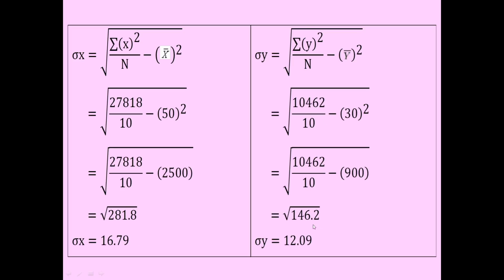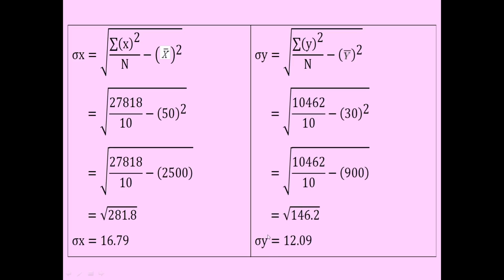In the similar manner, standard deviation of y is calculated, that is under root of summation of y square upon n minus y bar square. Summation of y square is 10,462 divided by number of observations 10, minus y bar is 30, so the square of 30. Square of 30 is 900. This division is made, that is 1046.2 minus 900, that comes the answer.